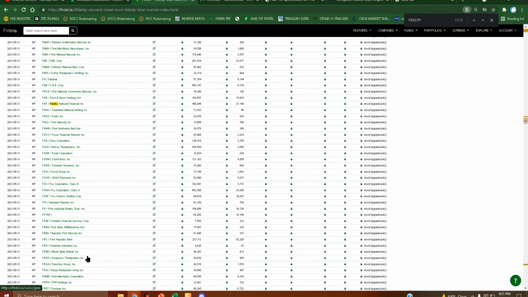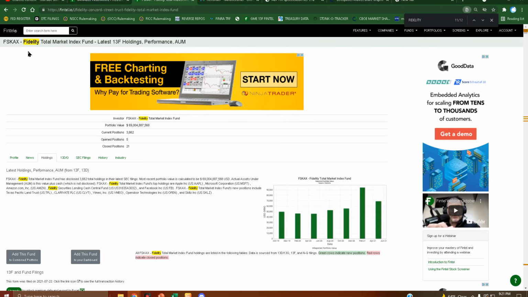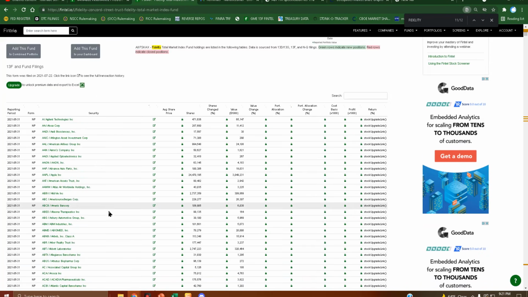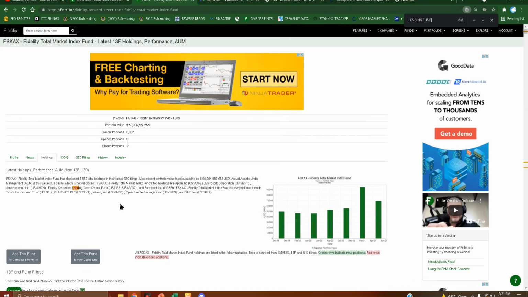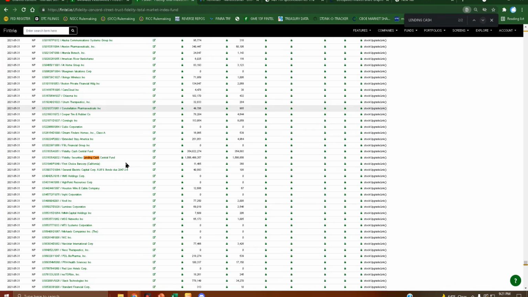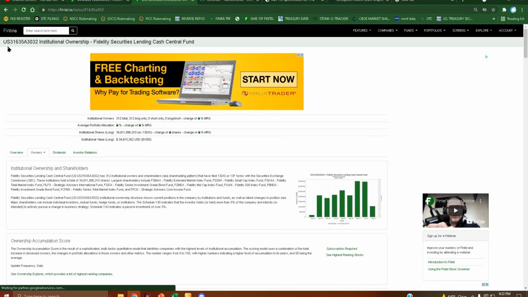Now, this is Fidelity's Securities Lending Fund, right? This is right here. I'm sorry, not the right one. This has the lending fund in it, because they all do, right? Yeah, okay, lending cash. Okay, so this is it right here. So this is one of the starting points, right?